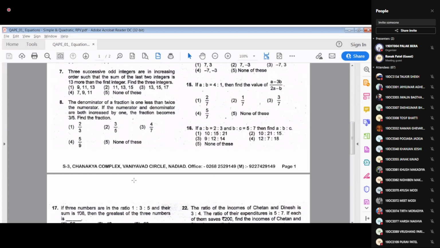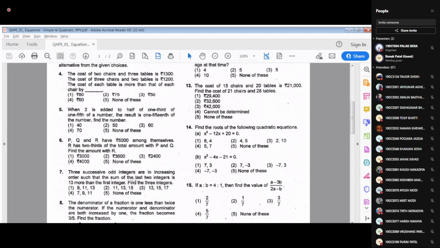I want 3 by 5. Second option: 3 plus 1, 5 plus 1, 4 by 6. That is not the answer. Third option, 5 by 8. That is not the option. Fourth option, that is correct, 6 by 10, that means 3 by 5. I hope you are clear what I'm talking about. So this is the habit that we have.